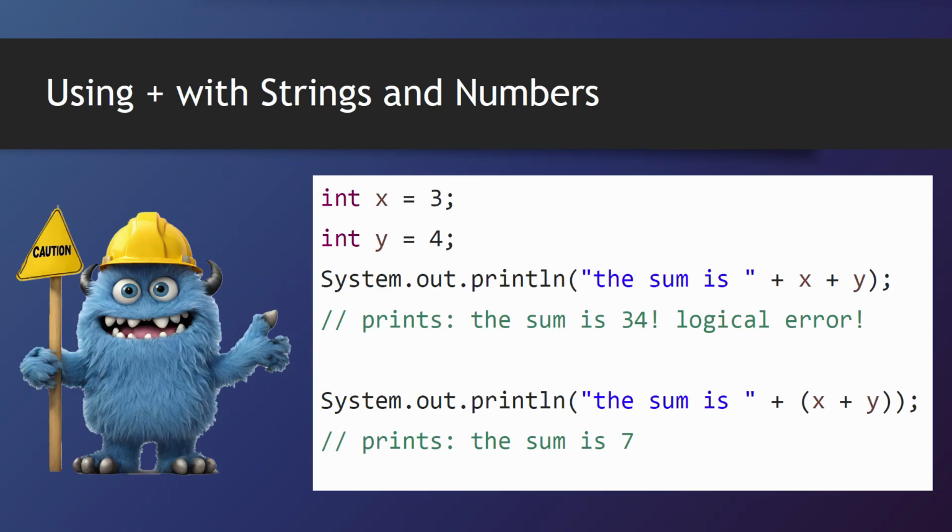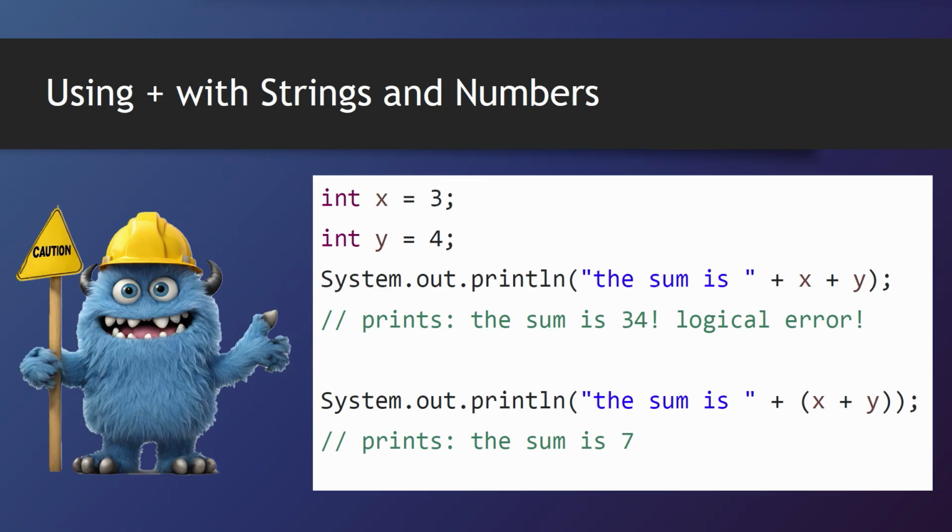You can use the plus operator with strings and numbers. If both operands are numbers, addition is performed. If both operands are strings, concatenation is performed. If you have one string and one number, then concatenation is performed. And the plus operator is always evaluated from left to right.